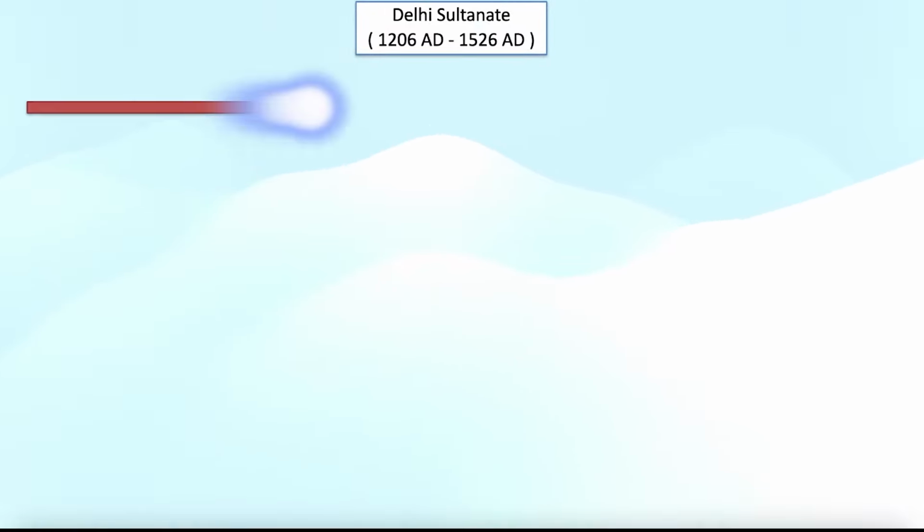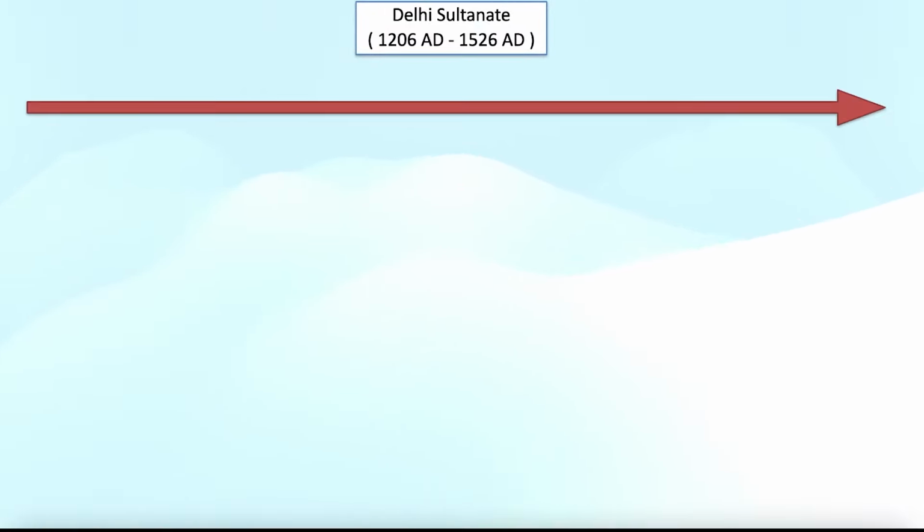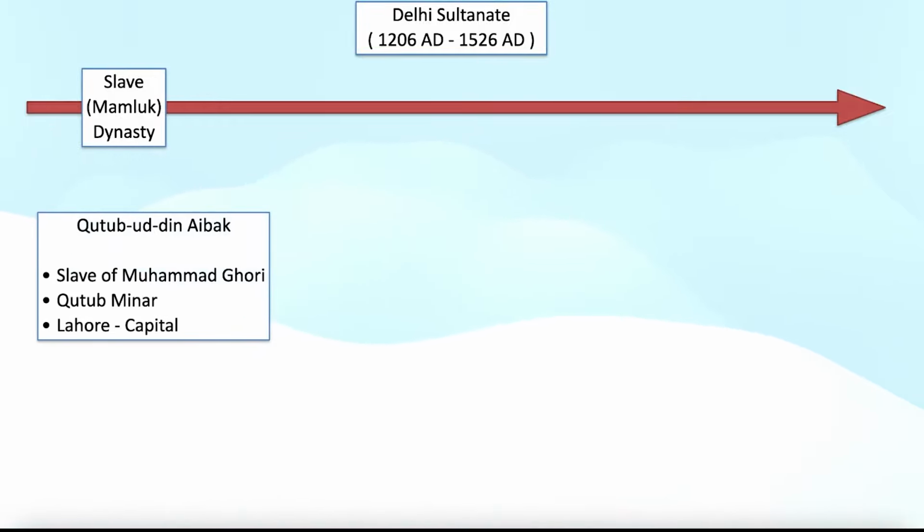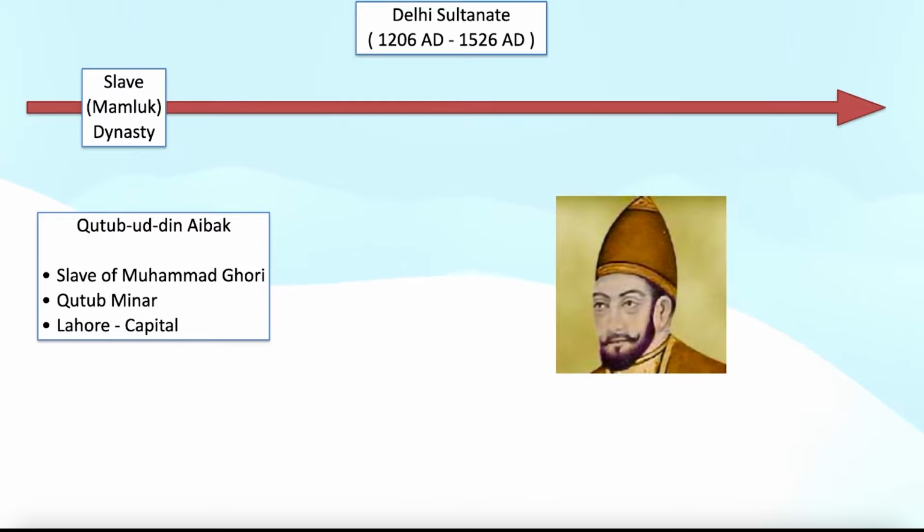Delhi Sultanate. The winds of change now swept through Delhi as one dynasty after another etched its name into the annals of the Delhi Sultanate. Slave dynasty. First, the slave Qutbuddin Aibak, the builder of stone and the empire. Under the leadership of Qutbuddin Aibak, who was also considered the slave of Muhammad Ghori, the construction of Qutub Minar was started.